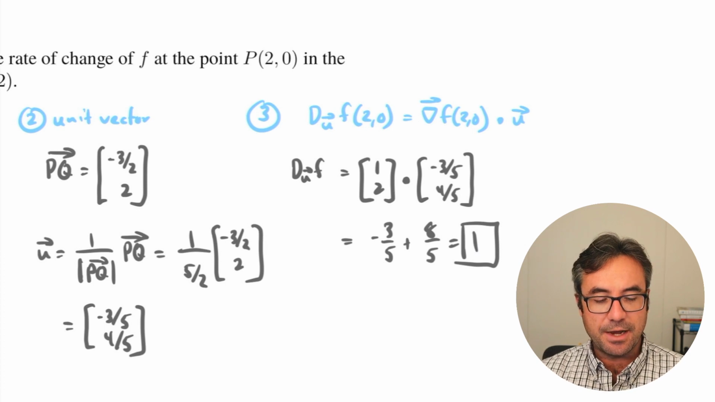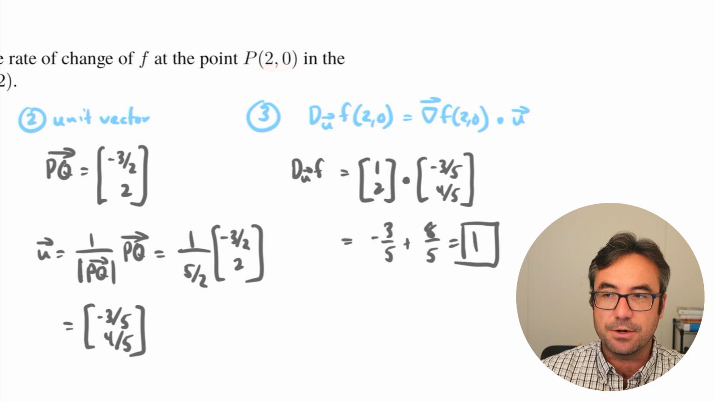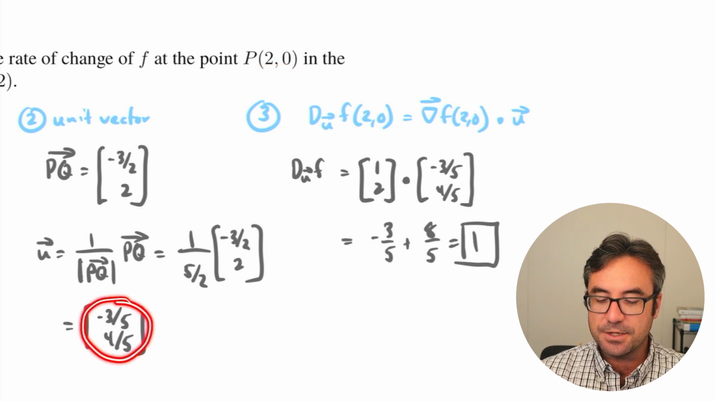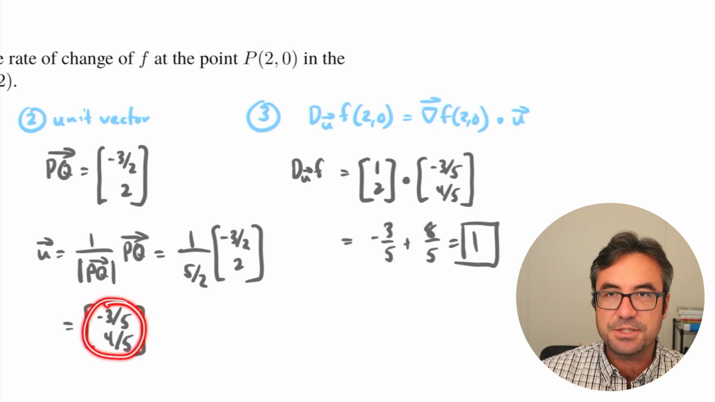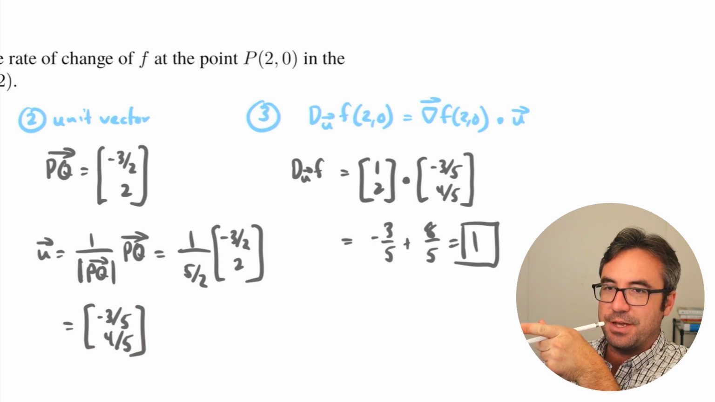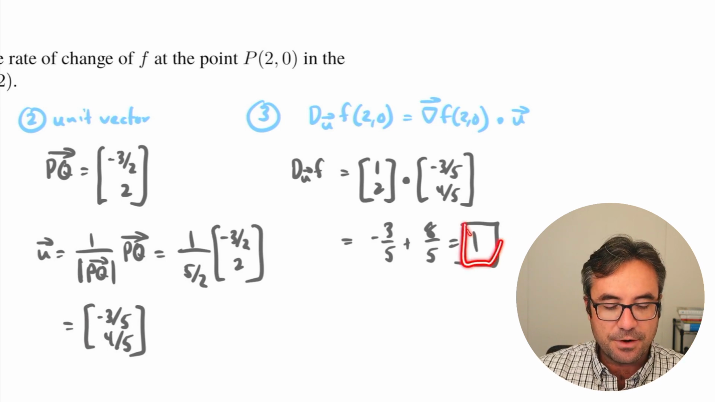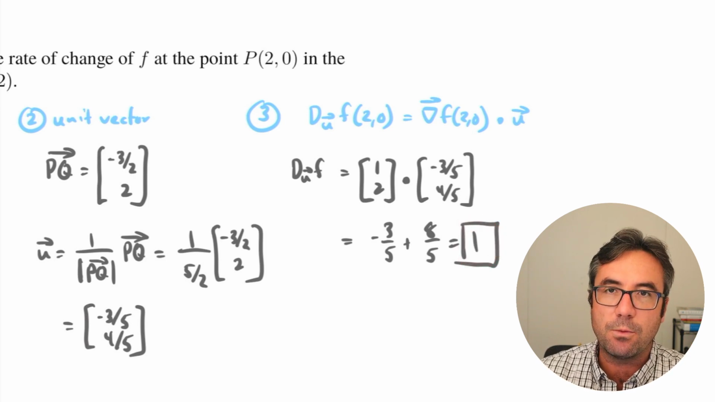So what this is telling us is, if we were standing on our surface at this point 2, 0, and were to take a small step in this direction, kind of figure out where that direction vector is, and then take a small step in that direction, the height of our surface would actually increase by 1 there.